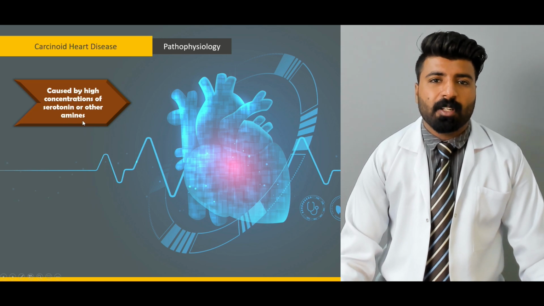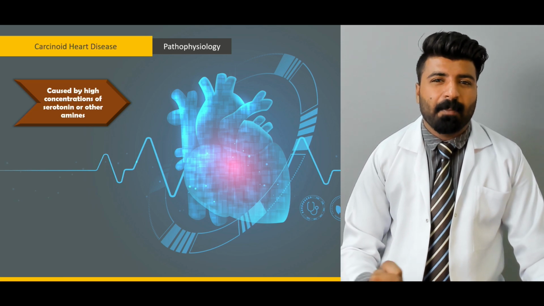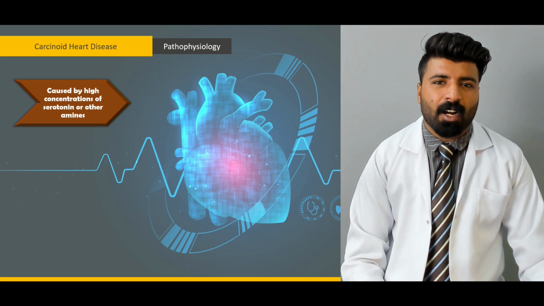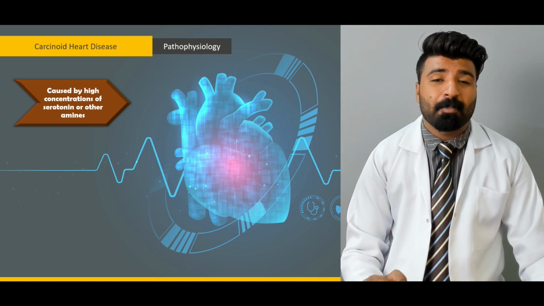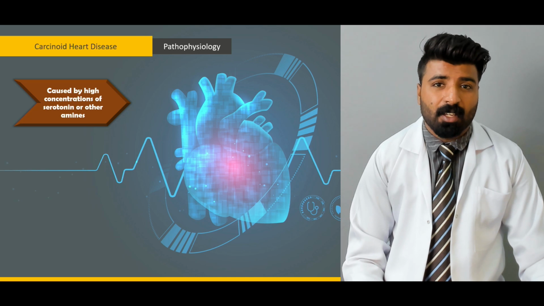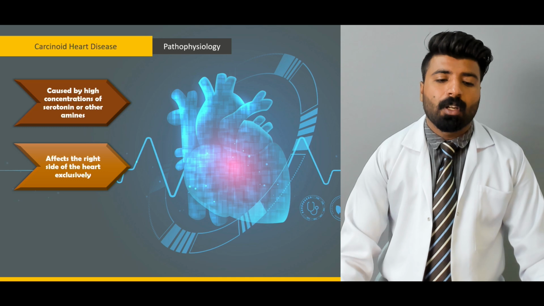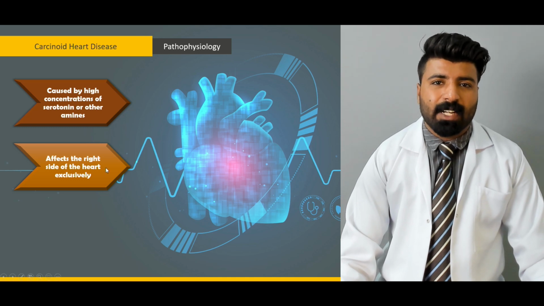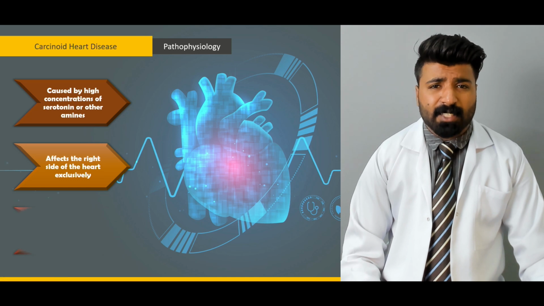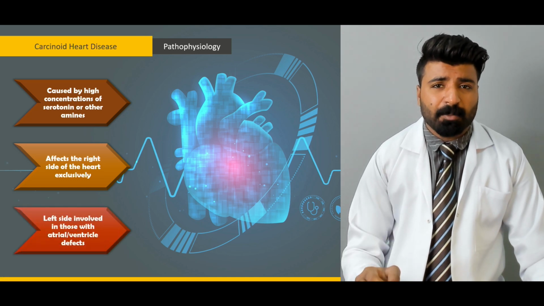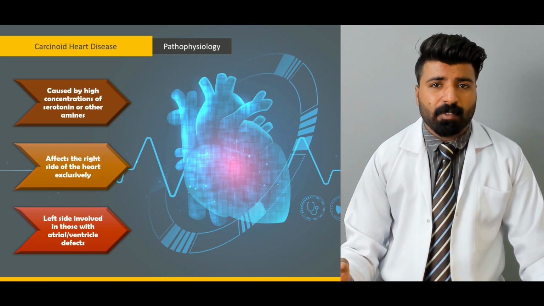When serotonin and other amines are the basic reason to cause carcinoid heart disease, it basically affects the right side of the heart. Why is it that it affects the right side of the heart? Because these amines get metabolized inside the lungs. When they get metabolized inside the lungs, this leads to the effect on the right-sided heart exclusively. When there's any kind of atrial septal defect or ventricular septal defect, this will lead to left side involvement of the heart.